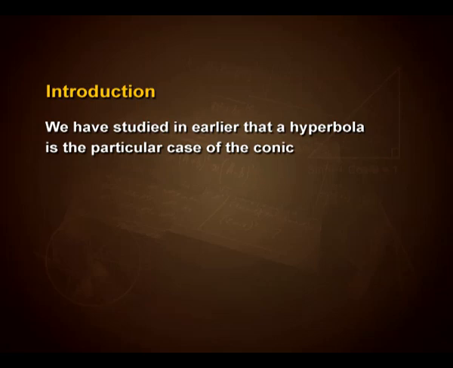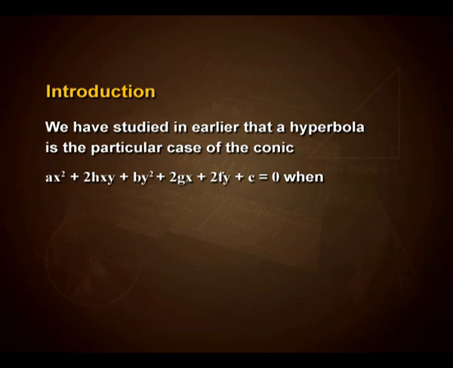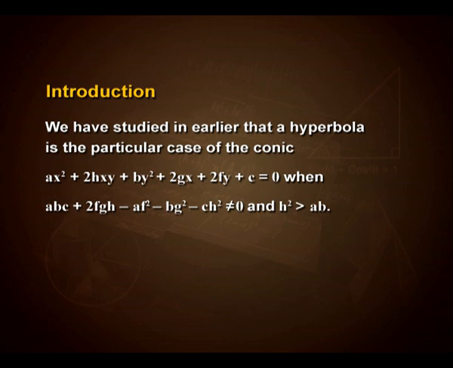We have studied in our earlier classes that a hyperbola is the particular case of the conic ax square plus 2hxy plus by square plus 2gx plus 2fy plus c is equal to 0, when abc plus 2fgh minus af square minus bg square minus ch square is not equal to 0 and h square is greater than ab.